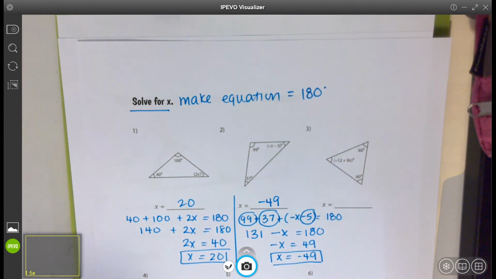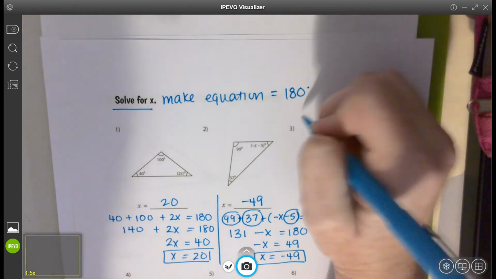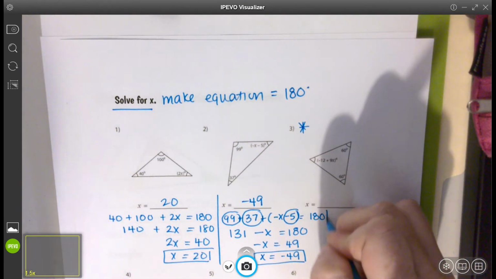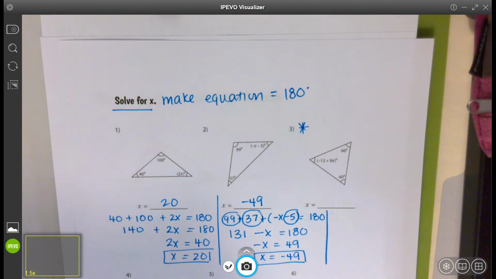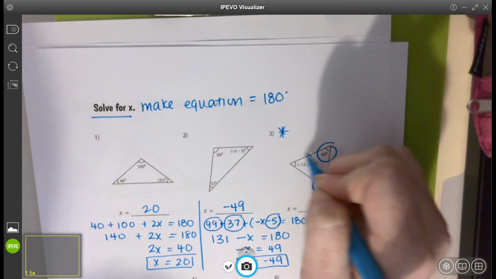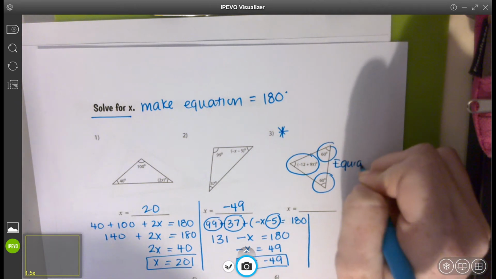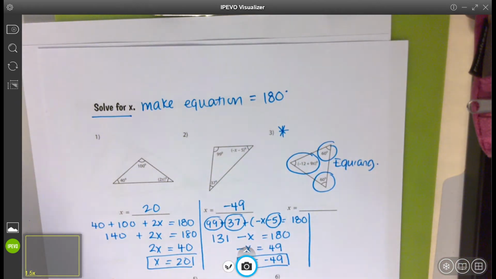All right, let's look at the next problem, number 3. I'm going to put a star on this problem. Looking at this problem, this one can be solved two different ways. Here I see that I have what should be an equiangular triangle. That means every angle here should be 60 degrees. I know that because two of them are already 60, meaning the third has to be 60.